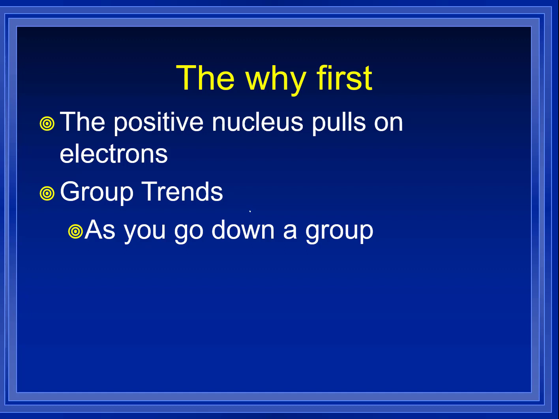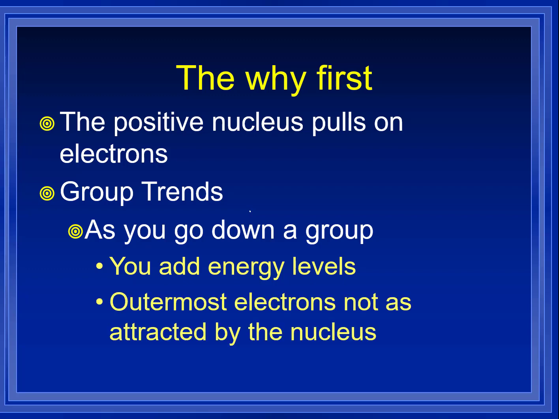And what happens to the electrons as you go down a group? Not only do you have more electrons, think about electron configuration. How is sodium different than lithium? Higher energy level. Lithium's outside is 2s1, sodium's is 3s1. So if you add energy levels, the outermost electrons are not as attracted.